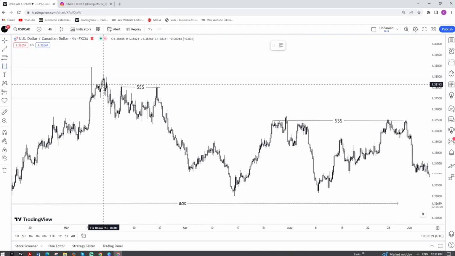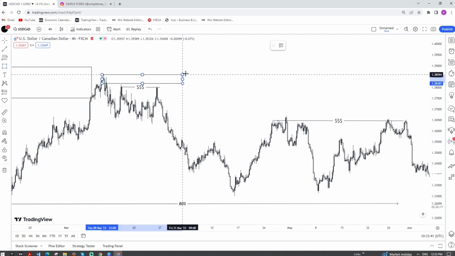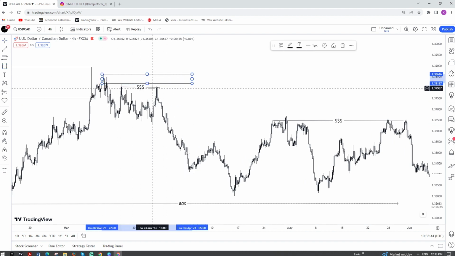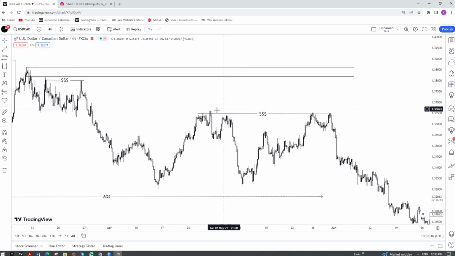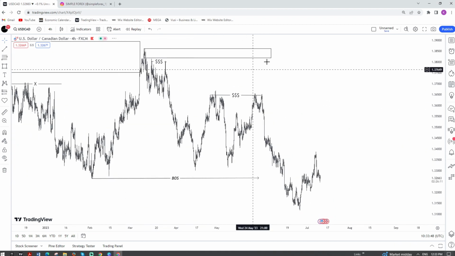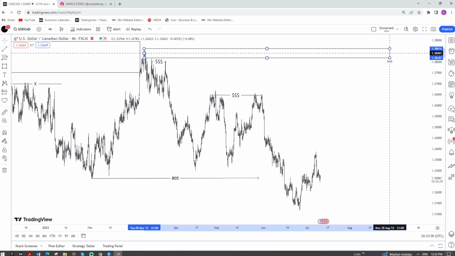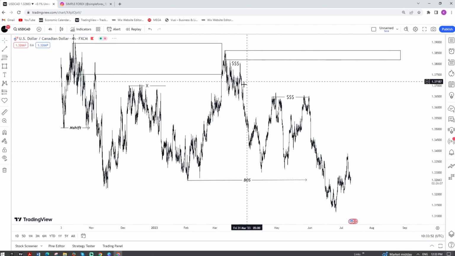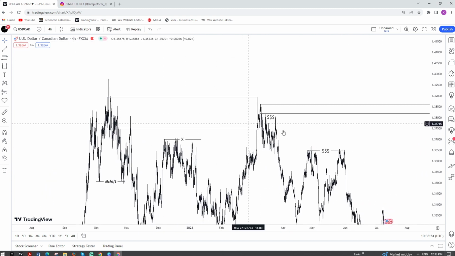So our analysis might look something like this. Price might be willing to come and sweep that liquidity too over there, and then mitigate this order block right here. You see, price might be willing to come and mitigate this order block right there.